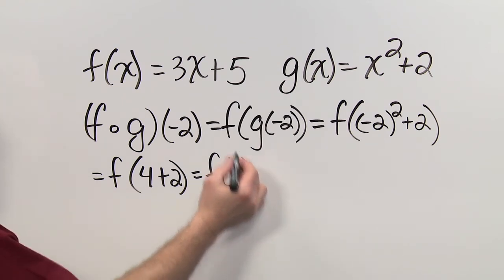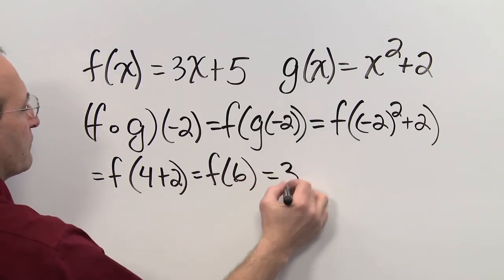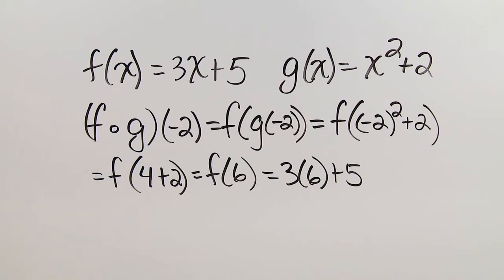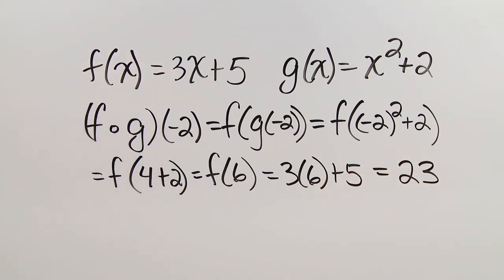Now we substitute 6 in place of x in the formula for f. And that would be 3 times 6 plus 5. 3 times 6 is 18, plus 5 is equal to 23. So the composition of f with g of negative 2 is 23.